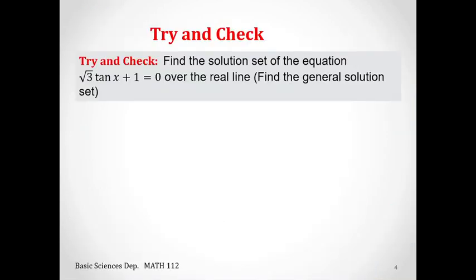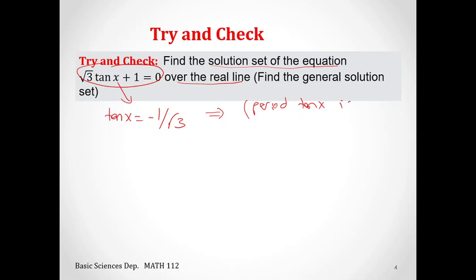Now let's do the same thing for this question here. Find the solution set over the real line. So the first thing is tangent x will be equal to minus 1 over square root 3. So you can solve this one, send it to the other side, and divide by square root 3. Now here the period of tangent x is pi. So we will solve it on the interval 0 to pi.